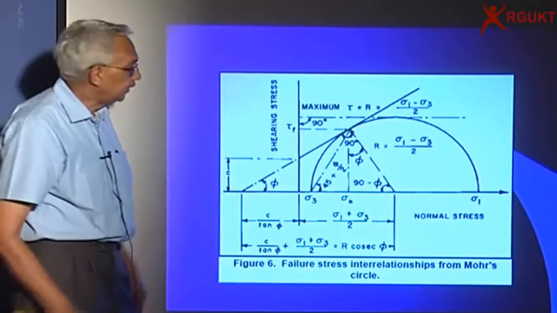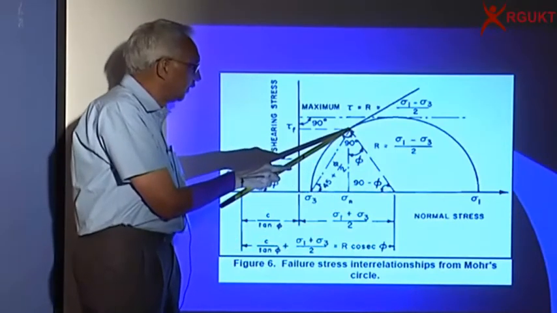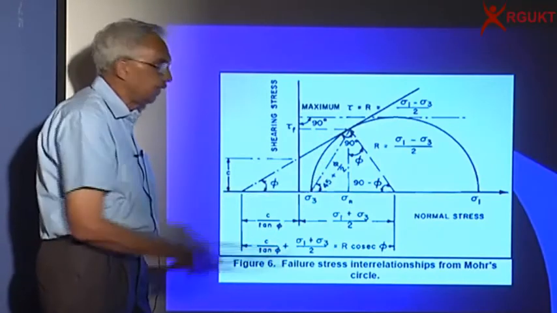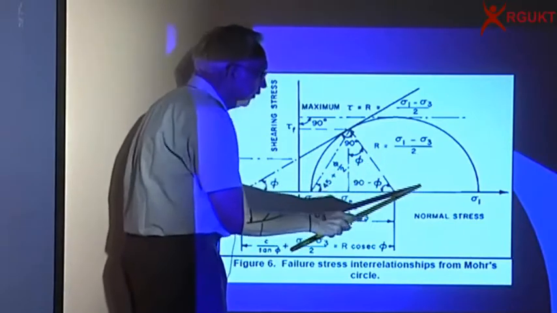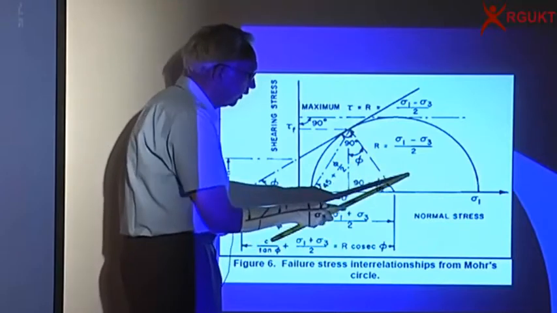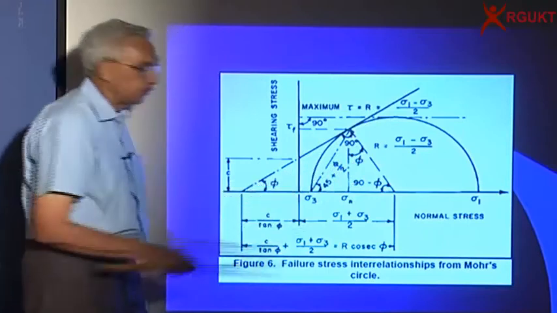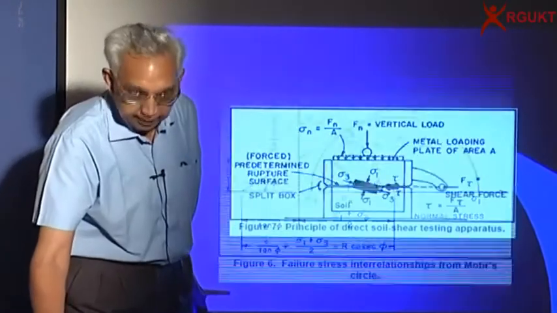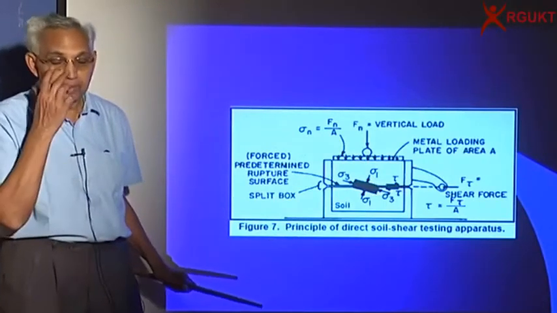The other interesting thing you find is the envelope is touching the Mohr circle at this point. If I draw this line, it makes an angle of 45 plus phi by 2. Or from your simple trigonometry, you can say that this is twice that, so this is pi by 2 plus phi. So the failure plane is inclined at 45 plus phi by 2 to the major principal stress. So you will find that the state of stress defines the failure envelope.